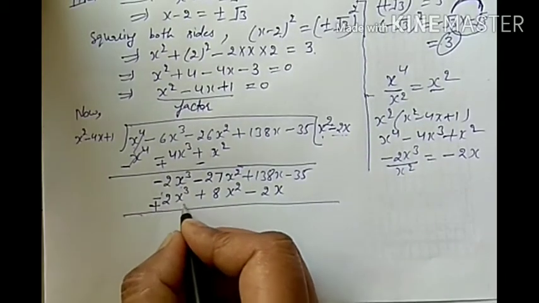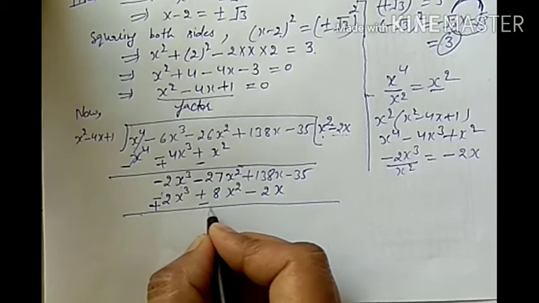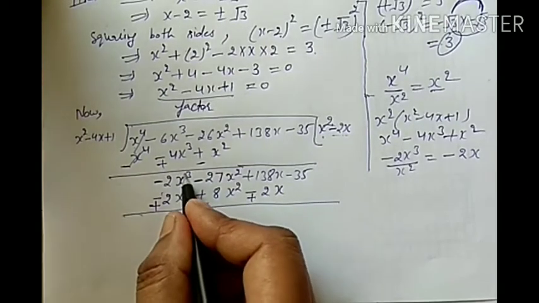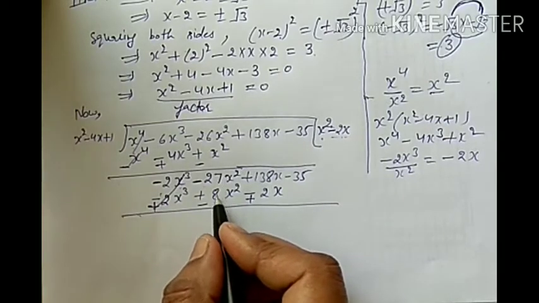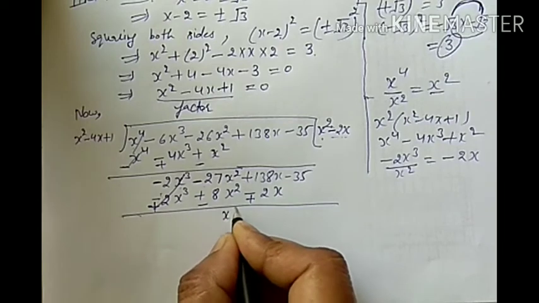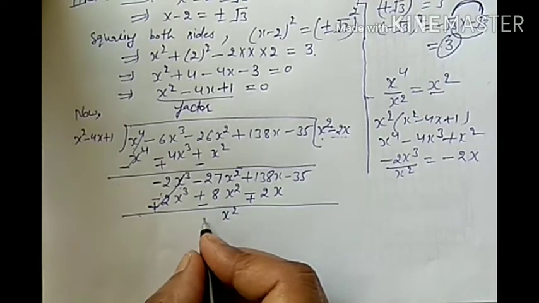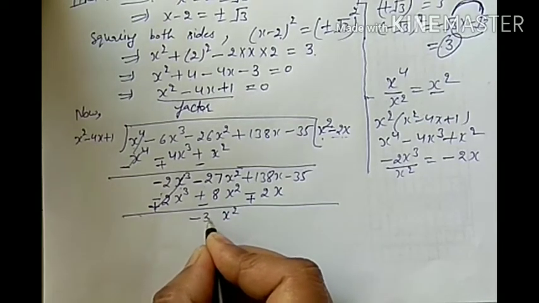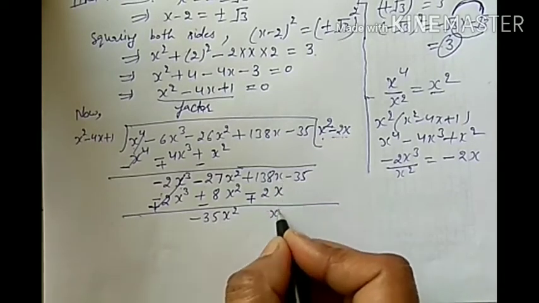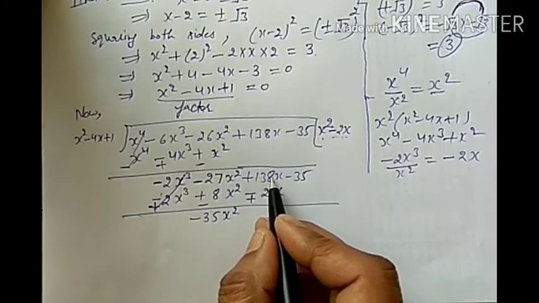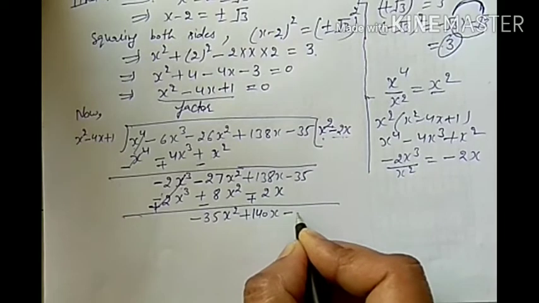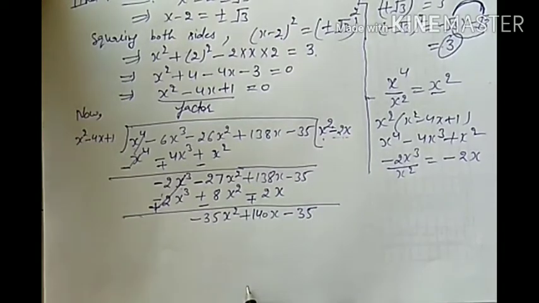Again the sign changes during subtraction, minus and plus. Now both will be cancelled out. Minus 27 minus 8 x square, so like terms, x square as it is. Minus 27 minus 8 will become minus 35x square. X like term here, plus 138 plus 2 is plus 140, minus 35 as it is.